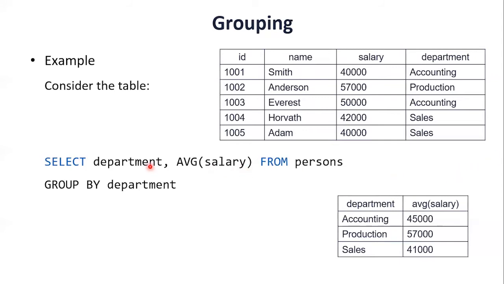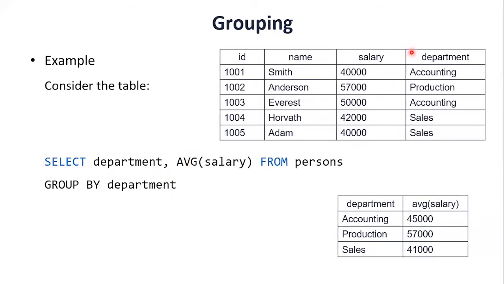So this is how we can write it. We're going to say select department and average salary from persons, this particular table, group by department. What that says is we want to select the department and the average salary, but we want to group this result using the values in the department column.